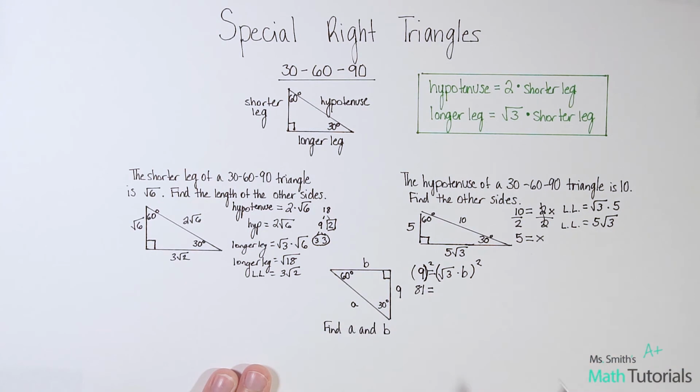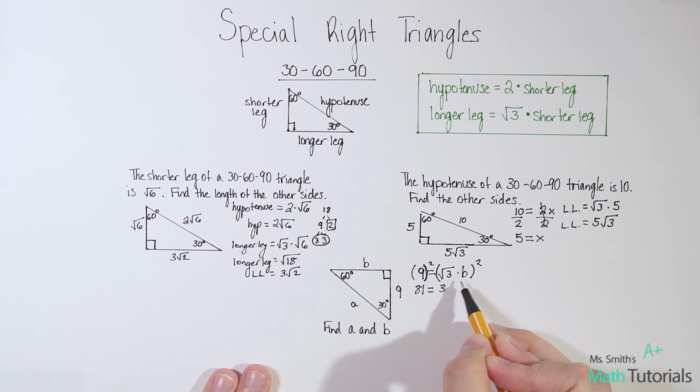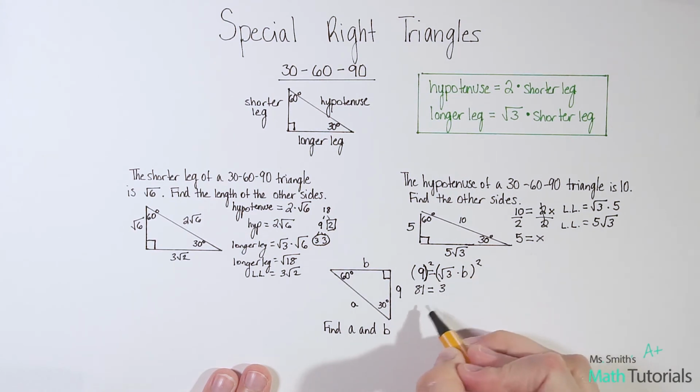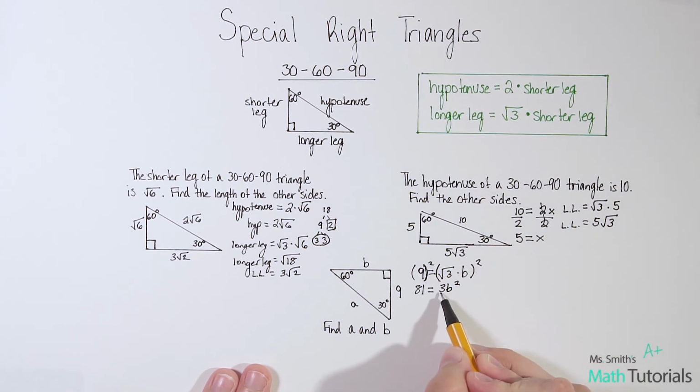So 81 equals. Now, anytime I take the square of a square root, remember how they cancel each other out, right? Those are two inverse operations that I'm doing. They are the inverse of each other. So all I have left is just the 3, just what's left underneath the square root. And then outside of it, so I still have my times b squared, right? So I just have 3b squared. So that's a way to get rid of that radical without having to rationalize the denominator. Great little trick.